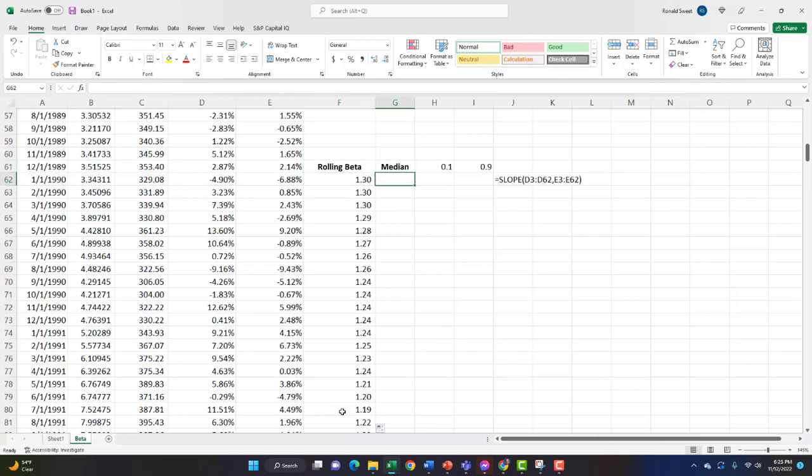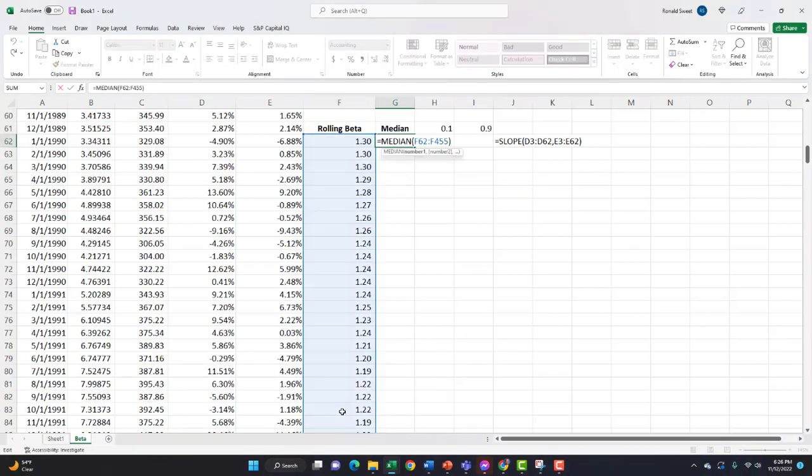Now I can bring in the median, and I can lock that in using the F4. If you're using a Mac, then just make sure you have dollar signs before the F, before the column, before the row, so that it locks that in. We can copy that down.